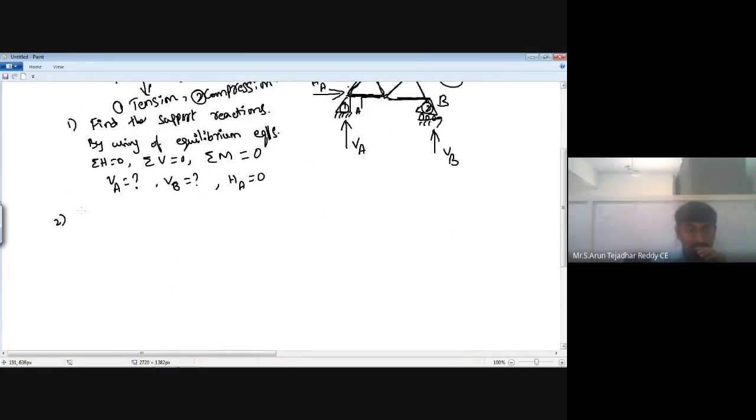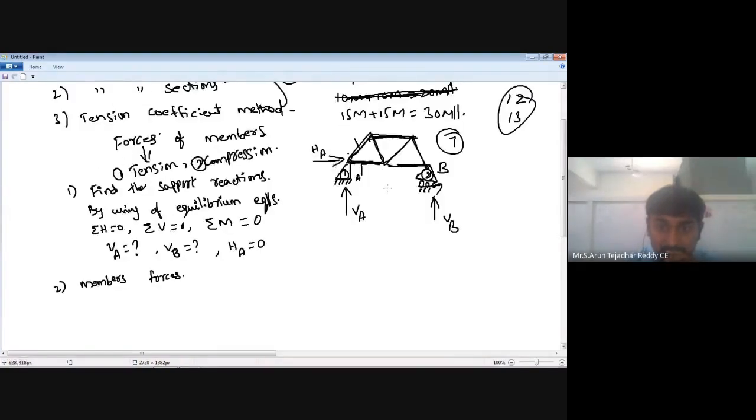The next step is member forces. So how to find the member forces in a given truss? First of all, take any joint in this given truss. I will be considering joint A first.